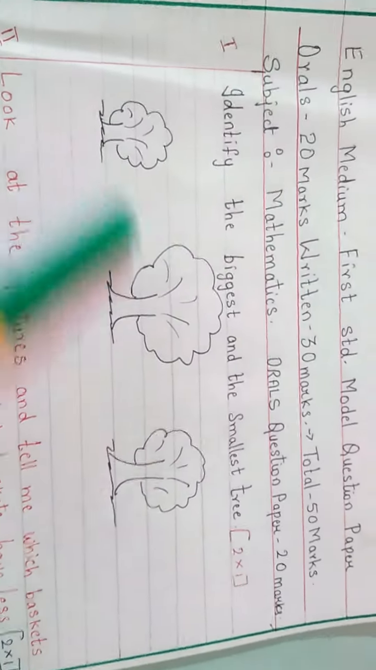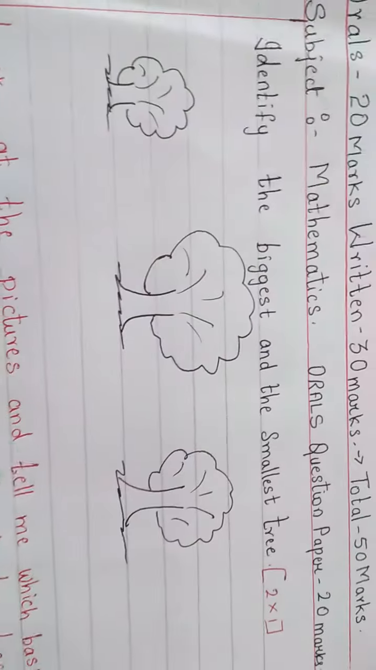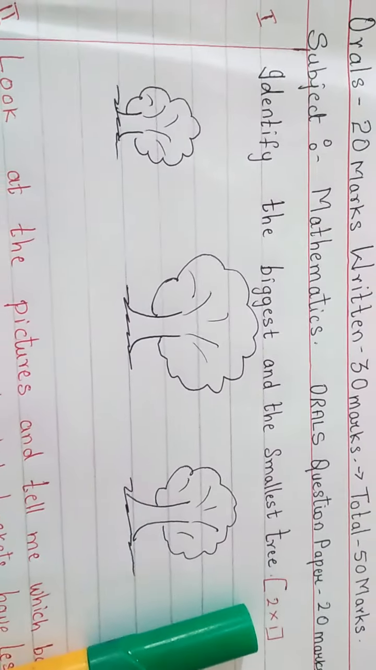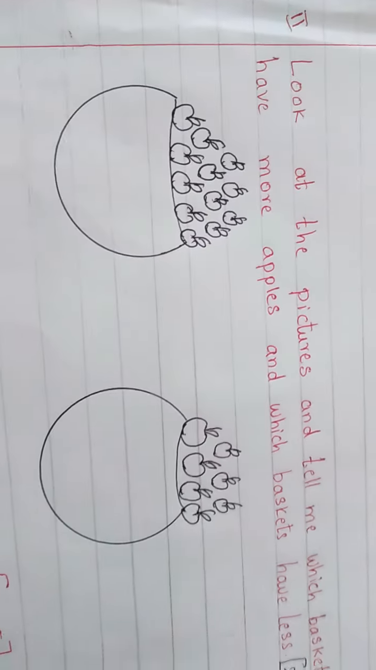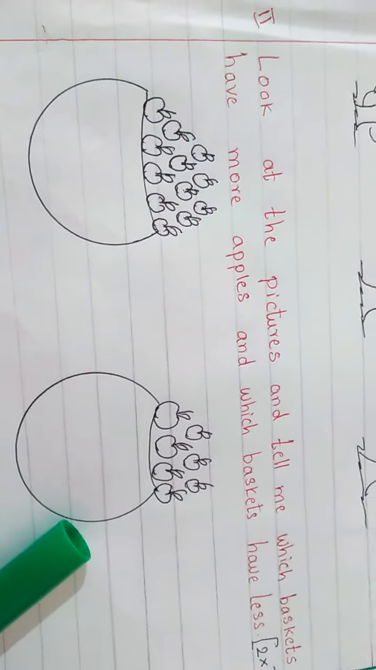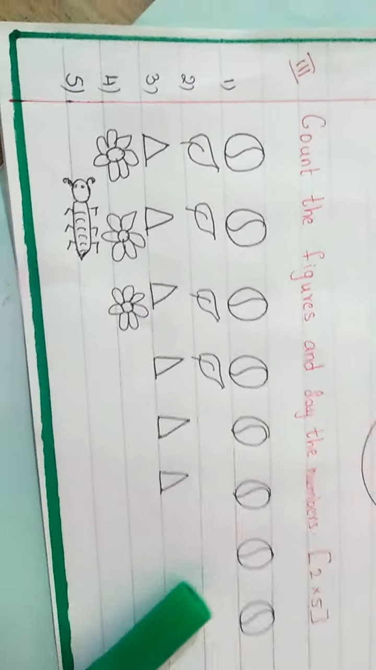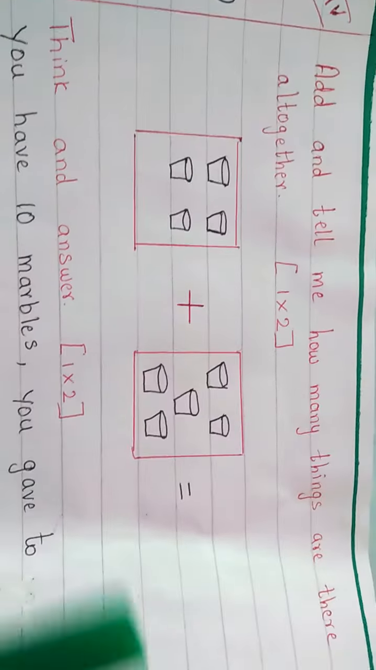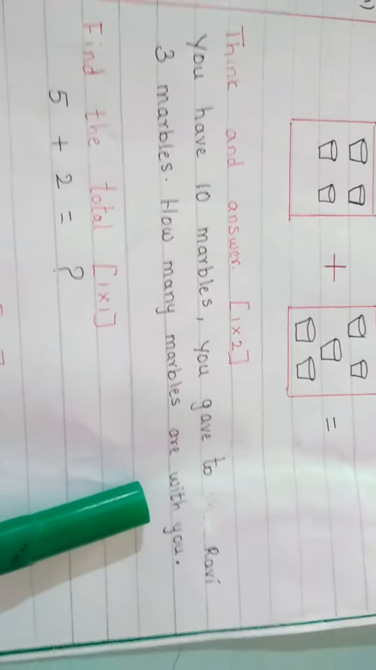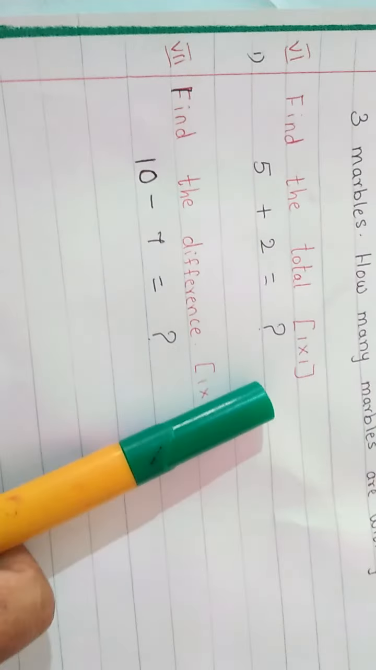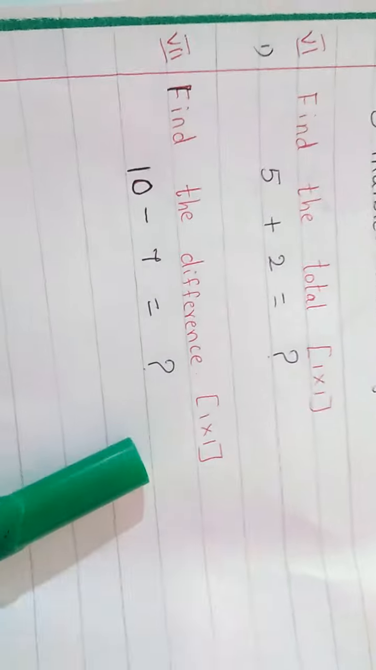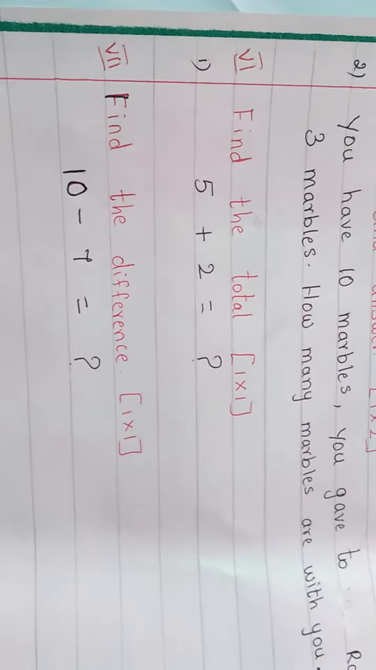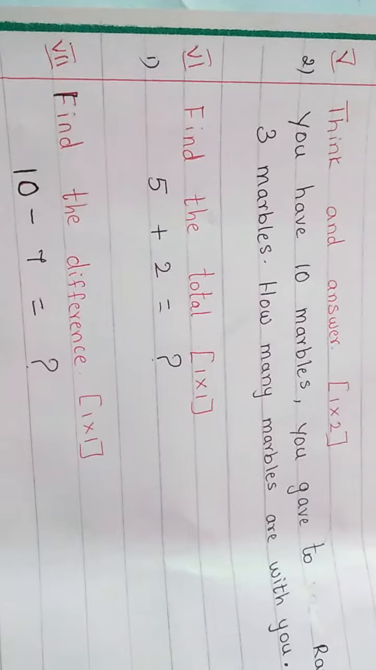So you find this is an oral question paper. This is the first main question for 2 marks. The second main question for 2 marks. The third main question for 10 marks. The fourth main question for 2 marks. The fifth main question carries 2 marks. Sixth question, 1 mark. Seventh question, 1 mark. This is an oral model question paper.